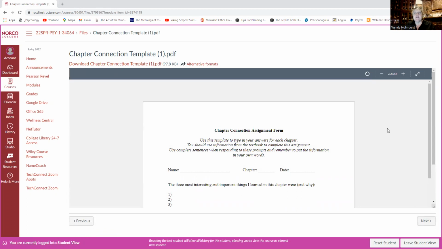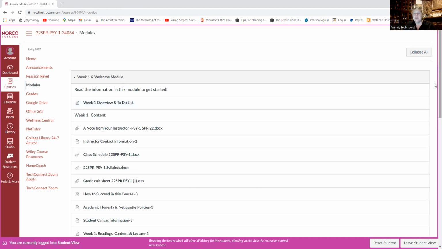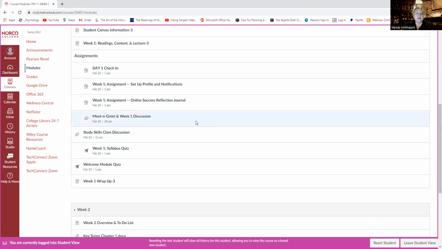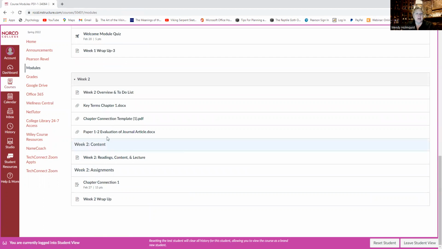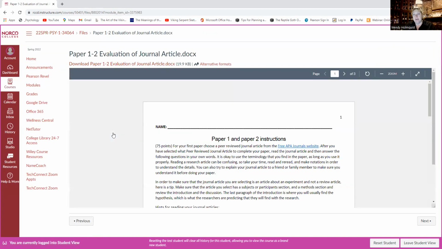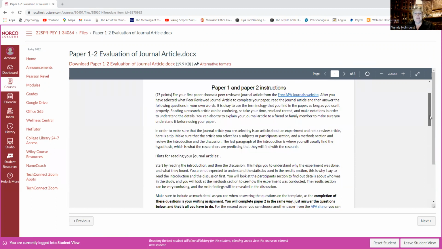So if I don't want to have to click through every single page on the weekly thing here, I can go over here to modules. I can click on modules. I can go ahead and scroll down to the week 2 module, and I can find that information in week 2. Oops, if I have the right week, there we go, week 2. So here, I can click on paper 1 and 2, evaluation of a journal article. That way I don't have to scroll through everything and click about 1 million clicks. So this is the document that has the instructions to your paper.